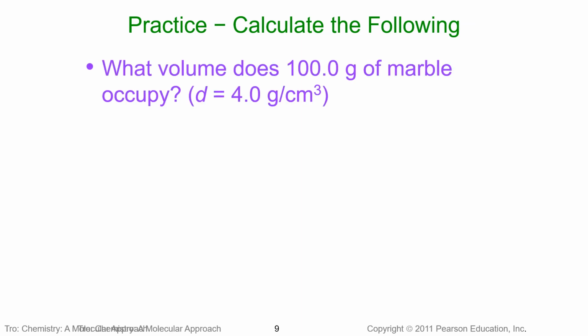Here's one for you to try. What volume does 100 grams of marble occupy? The density is 4 grams per cubic centimeter. Pause the video and try to solve this problem.